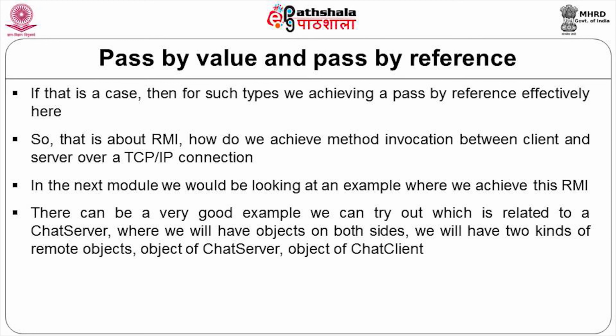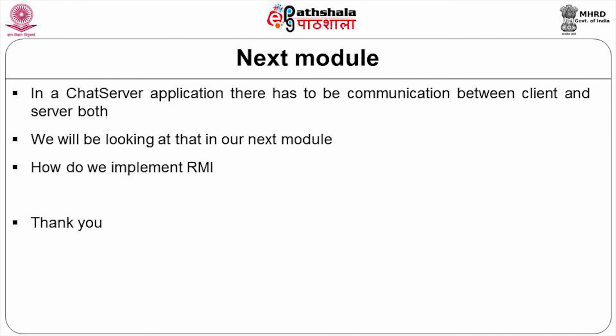In the next module, we should be looking at an example where we achieve this RMI. There can be a very good example which we can try out, a chat server where we'll have objects on both sides. We'll have two kinds of remote objects: an object of a chat server and an object of a chat client, because in a chat application there has to be communication between client and server both. So we'll be looking at that in our next module, an example of how we implement RMI.